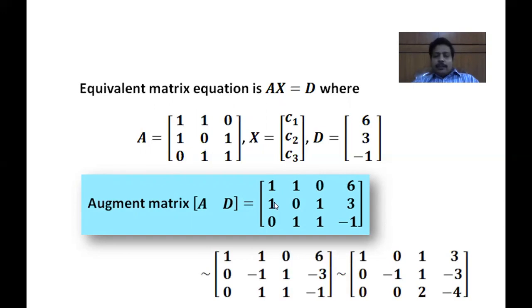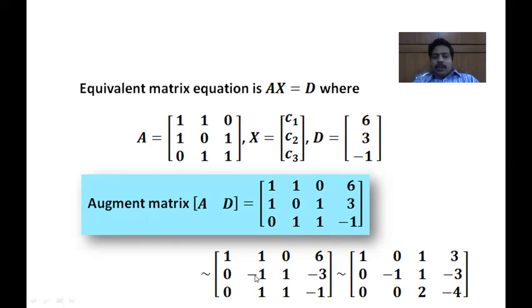Here I am making this 0. R2 goes to R2 minus R1. So 1 minus 1 is 0, 0 minus 1 is minus 1, 1 minus 0 is 1, 3 minus 6 is minus 3. The first and third rows are kept as they are.